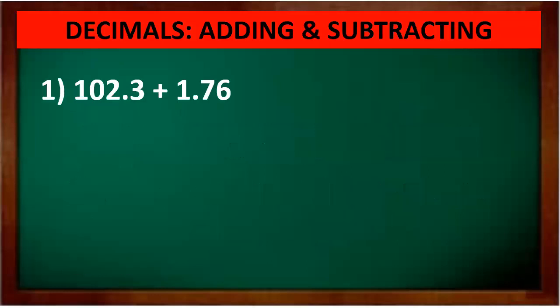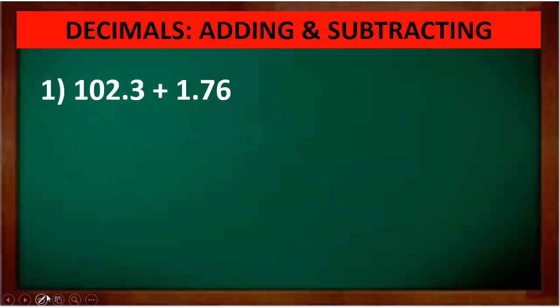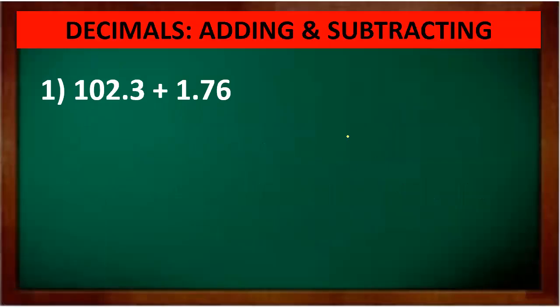So let's try this first. Number 1, 102.3 plus 1.76. So first rule natin sabi, write the numbers vertically, align the decimal points. So let's use our pen here. I like color yellow. Okay, so let's proceed.